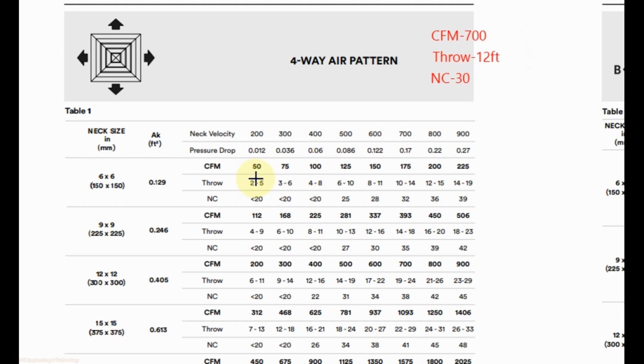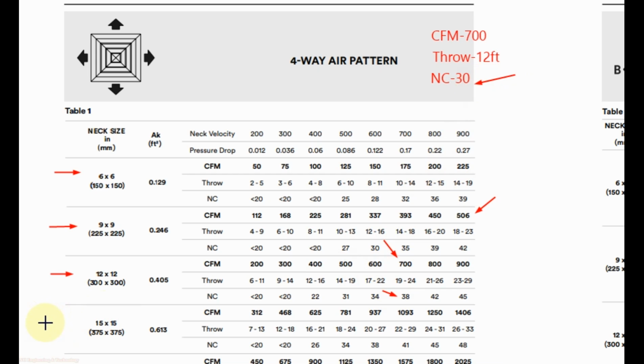Now we will select the diffuser size from the table. We should have CFM 700, throw 12 feet and NC maximum 30. In the first row, which is 6 inch by 6 inch size, the maximum CFM is 225, so we cannot use this. For the second row, 9 inch by 9 inch, the maximum CFM is 506, which is also less than 700. Then the third row, 12 inch by 12 inch, here we find the 700 CFM, but the NC level for it is 38, which is greater than 30, so we cannot use it either.